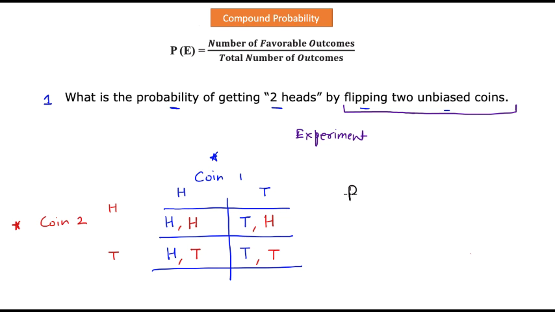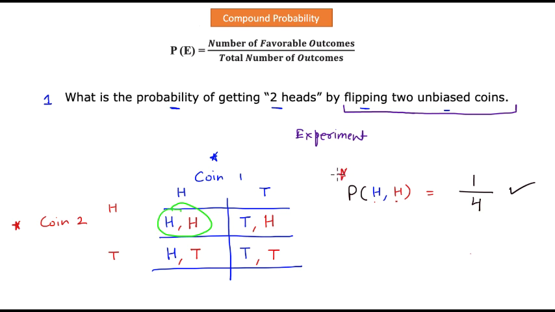So in this case, I am interested in calculating the probability of head and head. So how many ways can this happen? Well, I see that there is only one such combination out of 4 possible combinations. So then I will say that this is 1 out of 4 combinations. So this is your desired probability.